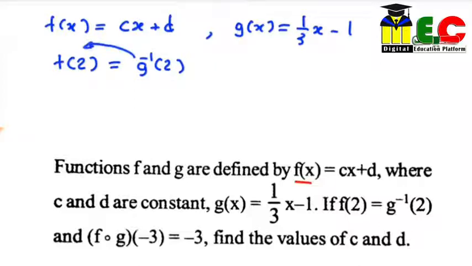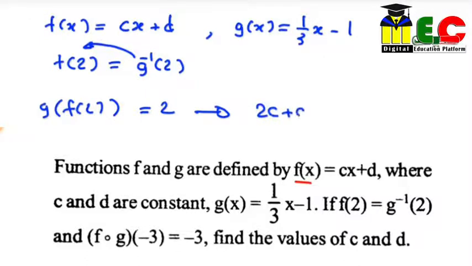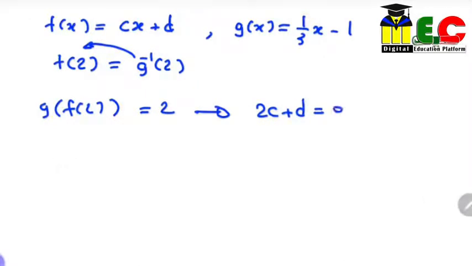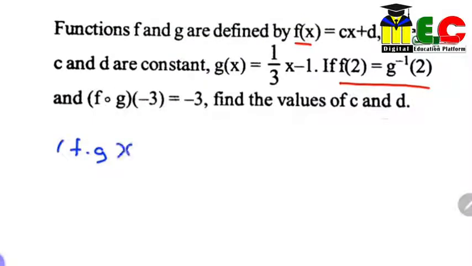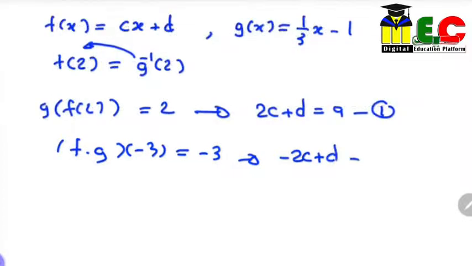g of 2 equals 2. The equation 2c plus d equals 9, so we call it equation one. Now the equation, g of minus 3 equals minus 3. The equation is minus 2c plus d equals minus 3. So d equals 3, and c is equal to 3.